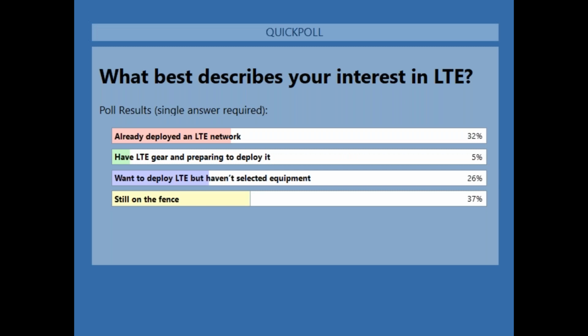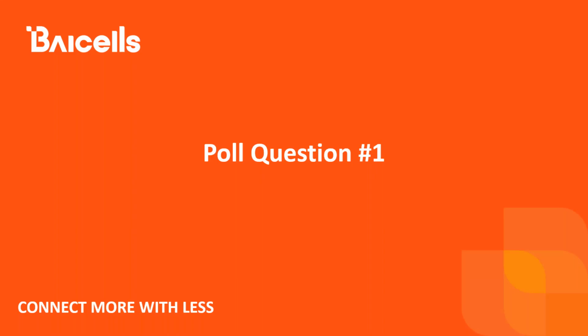So about 32% answered already deployed in LTE network. Another 5% have LTE gear and are preparing to deploy it. 26% said want to deploy LTE but haven't selected equipment, and 37% are still on the fence. That's a great mix of different user types, and I think it really speaks to where the market is at.